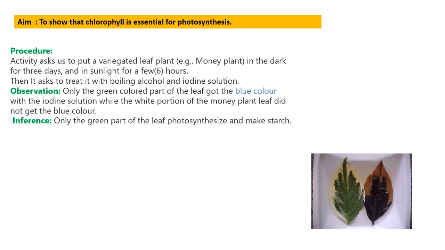Then it asks to treat it with boiling alcohol and iodine solution. In the observation, you will find that only the green color part of the leaf got the blue color with the iodine solution, while the white portion of the money plant leaf did not get the blue color.